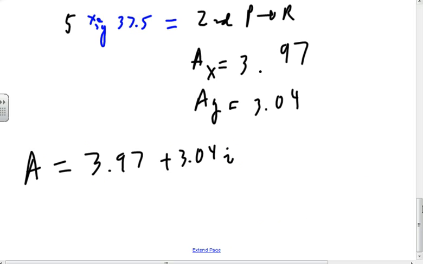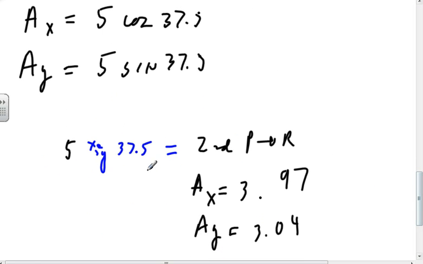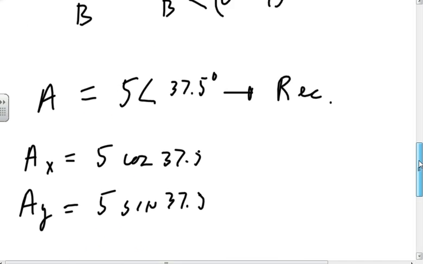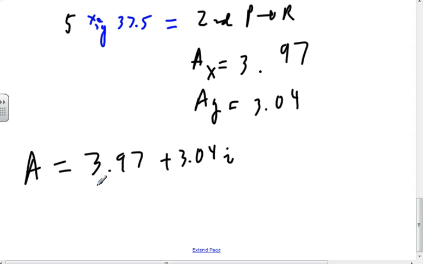So if I had some vector 5 angle 37.5, and I wanted to add it to somebody, well, I can't add it because it's in polar form. I'm going to change it to rectangular form, 3.97 plus 3.04 I.